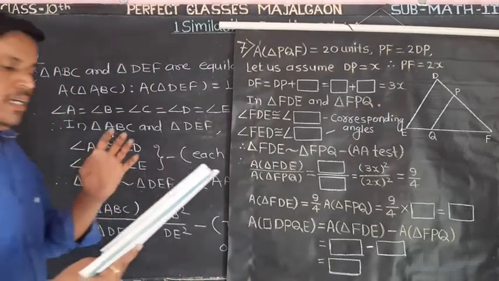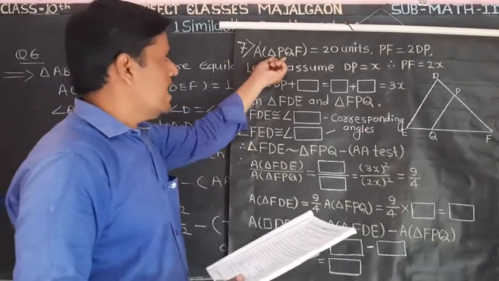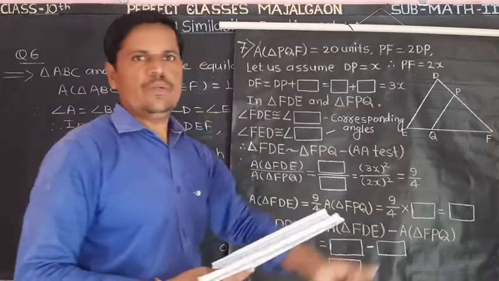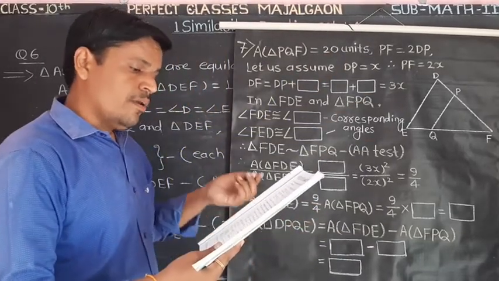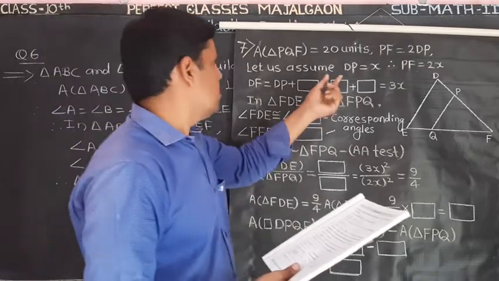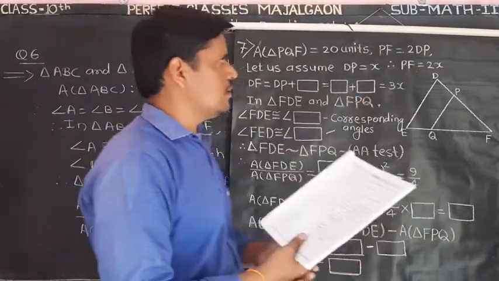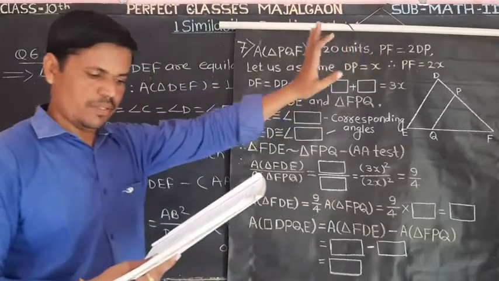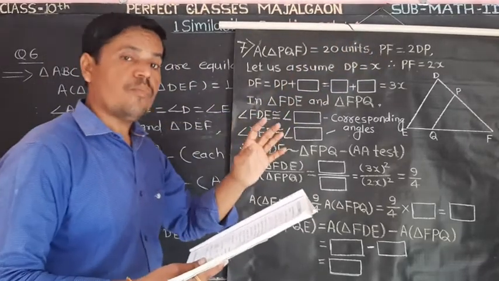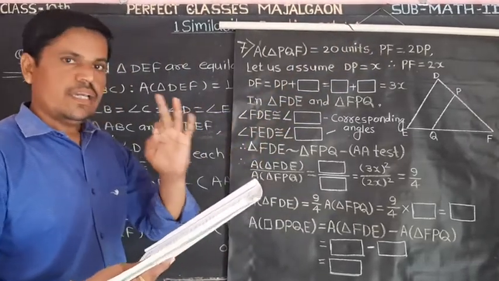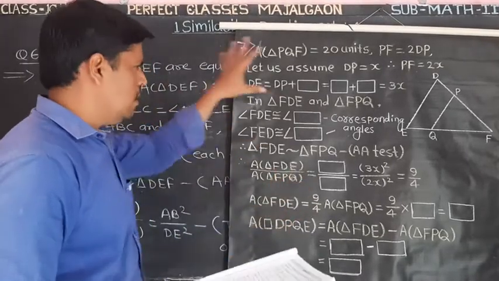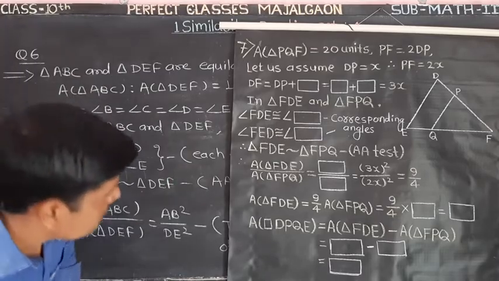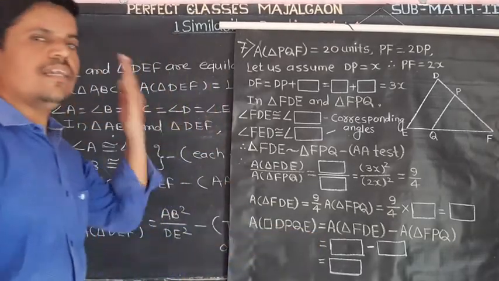They also give the area of triangle PQF. The area of PQF is 20 units, and they are given PF equal to 2DP. This is the given part. Then find the area of quadrilateral DPQE by completing the following activity. Here we complete the activity, then we find the area of quadrilateral DPQE.